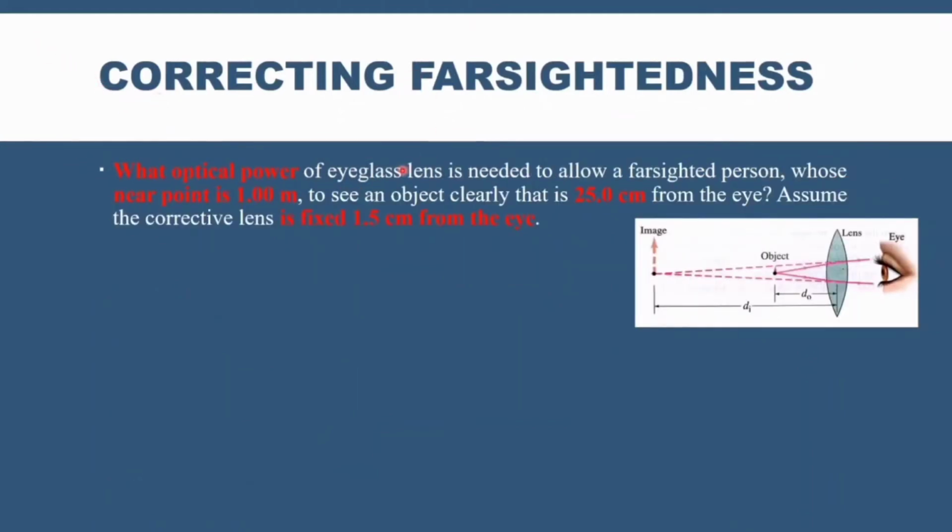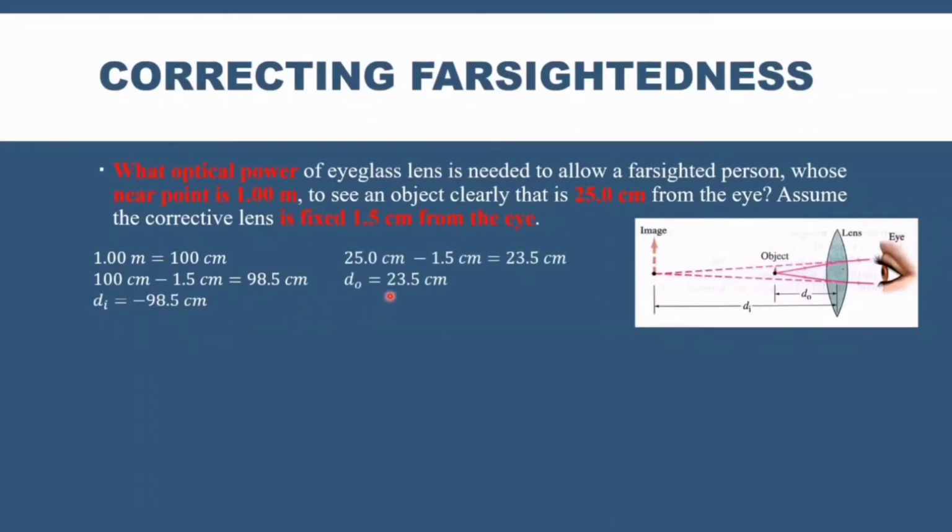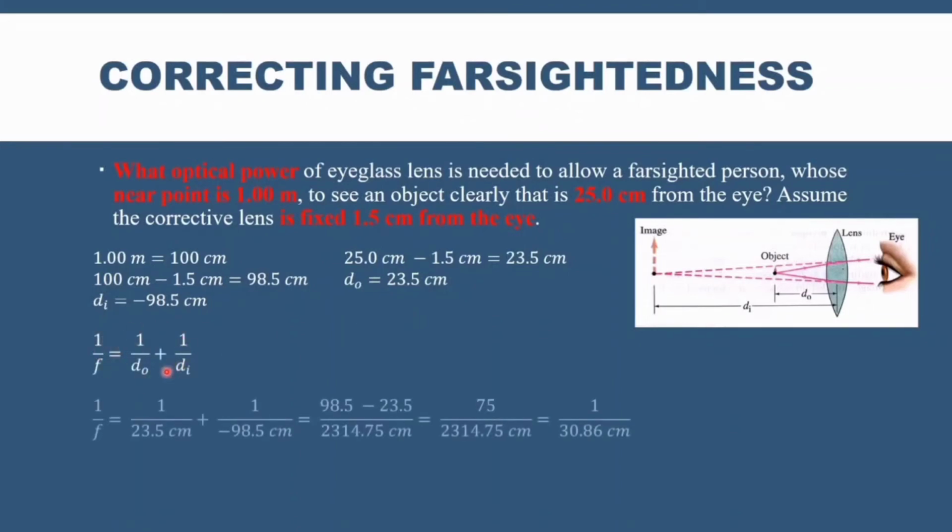Okay, next is an example for farsightedness. Based on this question, we get an image distance of -98.5 centimeters, and the object distance equals 23.5 centimeters. Then we can use the thin lens equation. We get 1/f = 1/30.86 centimeters, so the focal length is 0.3086 meter. The power of the lens, 1/f, must be plus 3.24 diopters. This plus sign indicates that it is a converging lens.